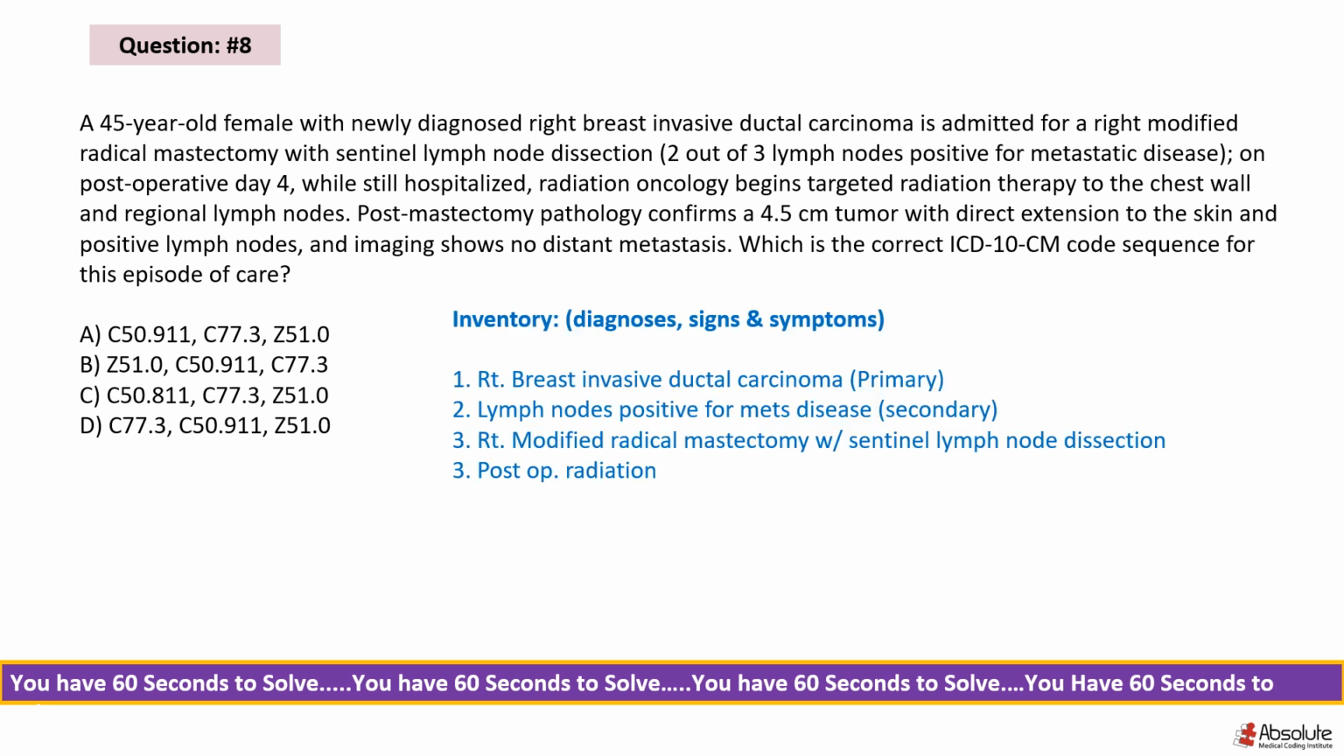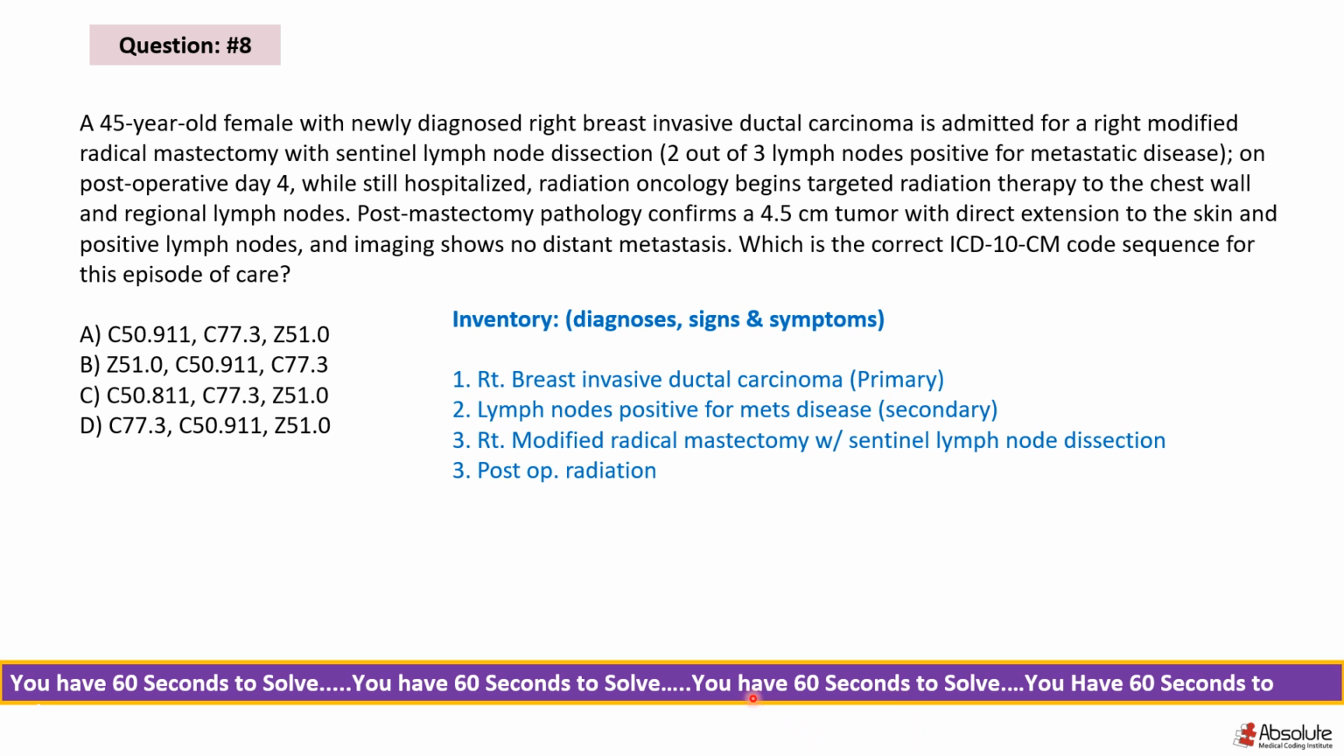Okay, let's take a look at our inventory list here. So I have right breast invasive ductal carcinoma, which is our primary neoplasm. And then we have the lymph nodes positive for mets disease, which is going to be secondary to this breast cancer. Then we have a right modified radical mastectomy with sentinel lymph node dissection. And then we have post-op radiation.